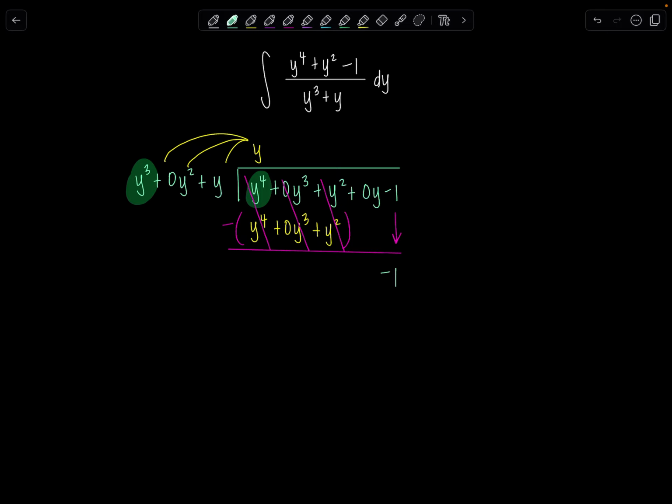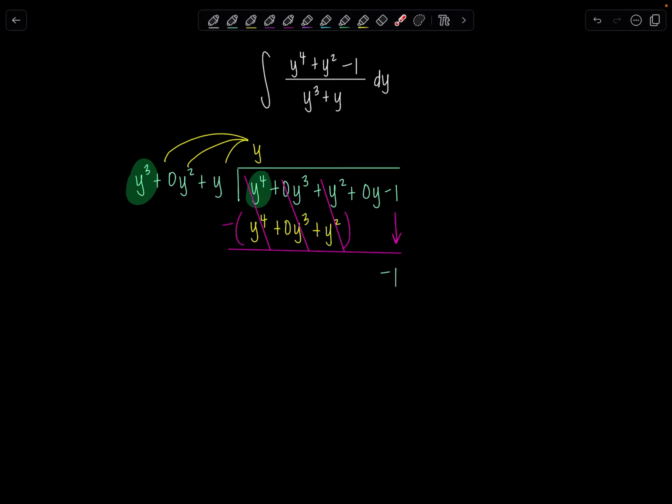That's my remainder. How do I know this is my remainder? Well, it's of a lower degree than the divisor, so I can't divide y cubed into -1. If this was y or y squared even, it would still be my remainder. Only if it was y cubed or higher could I keep going.